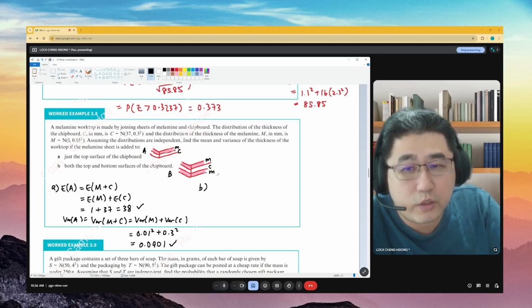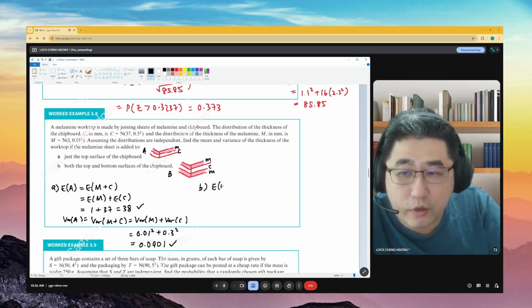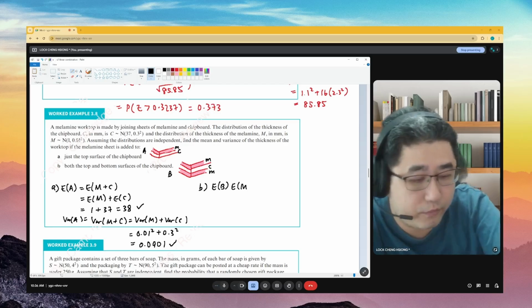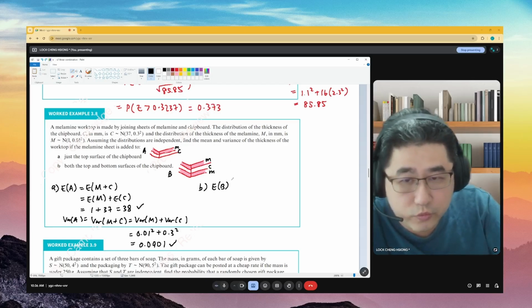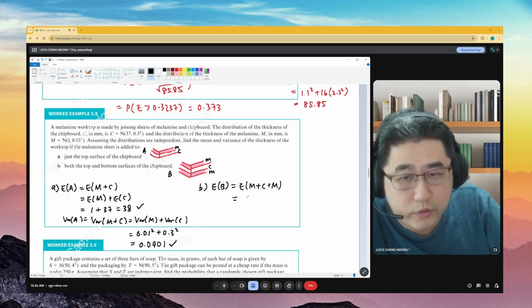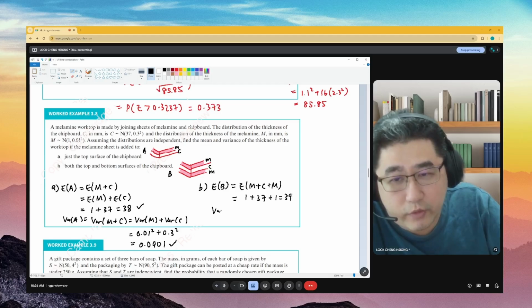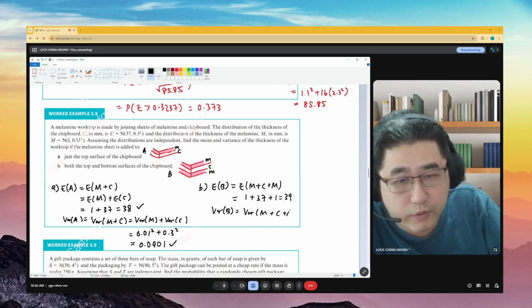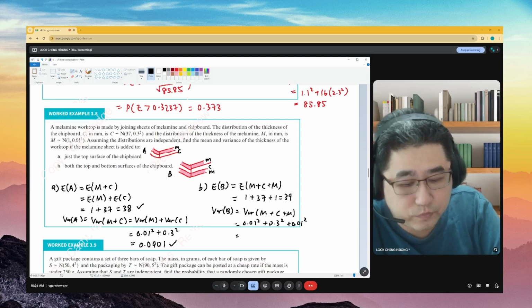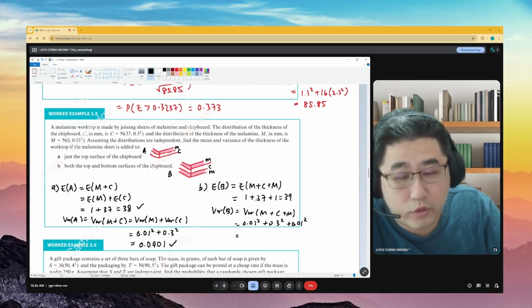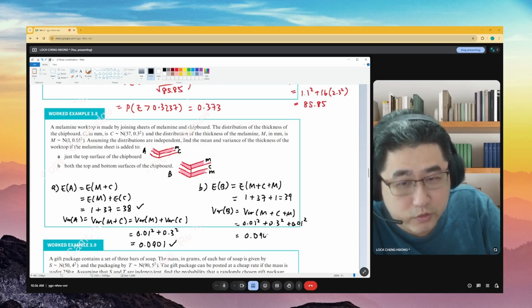For question B, it will be 3 layers. The expected value of B will be the expected value of melamine plus C plus melamine again. So it will be 1 plus 37 plus 1, that should give you 39. The variance of B will be the variance of melamine plus chipboard plus melamine, which gives you 0.01 squared plus 0.3 squared plus 0.01 squared. So it gives you 0.0902 as your answer.